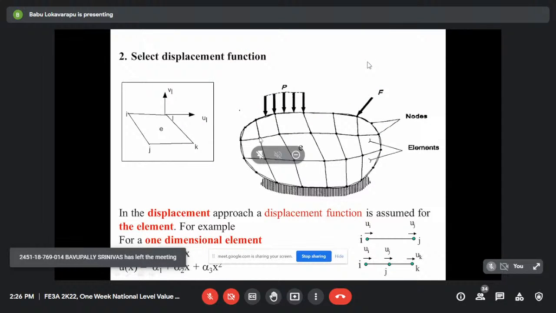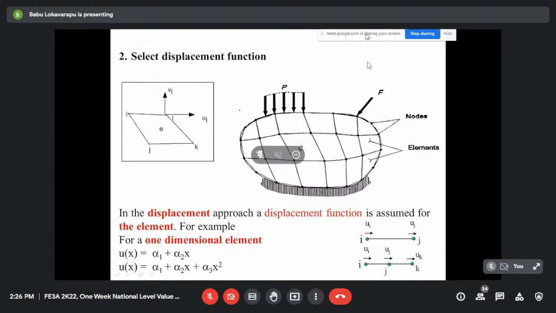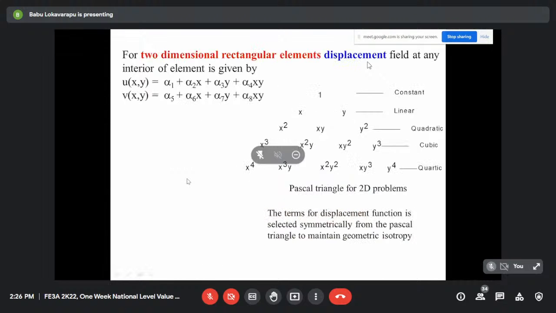And the selection of shape function depends on what kind of things you are going to see there. Whether it is 1D or 2D, the order of the shape function is going to increase. So when the order increases, then the accuracy is going to increase. That you will see.